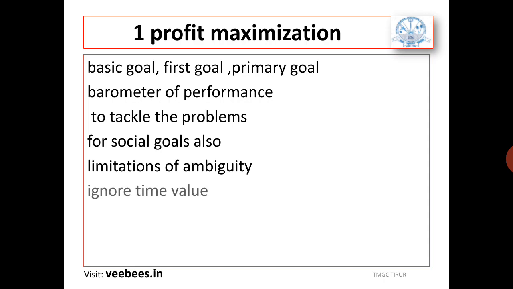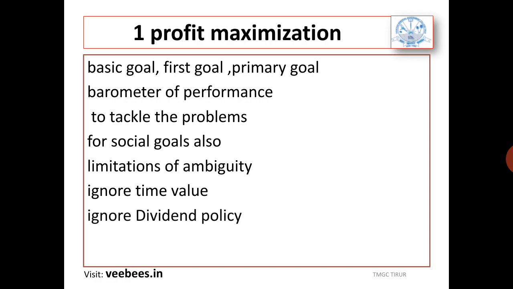Then the second one is that it ignores time value. The time value of money is not considered. If there is profit and all the profits are taken by the proprietor to his home, there will be no growth. So to have growth, we have to reinvest the profit and we have to find the time value. But this goal does not consider time value.